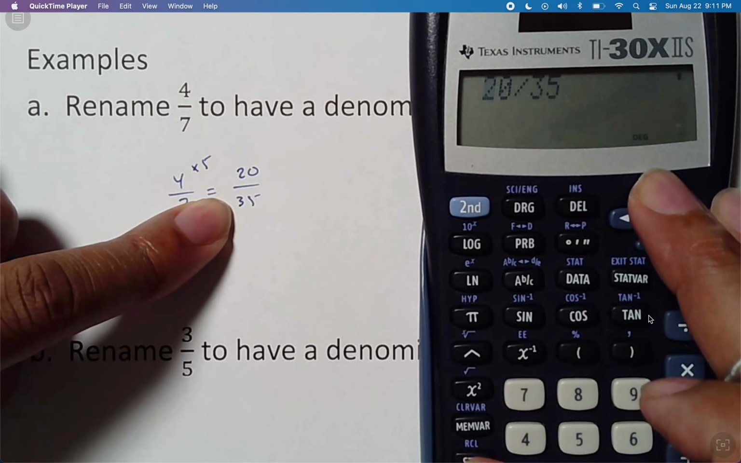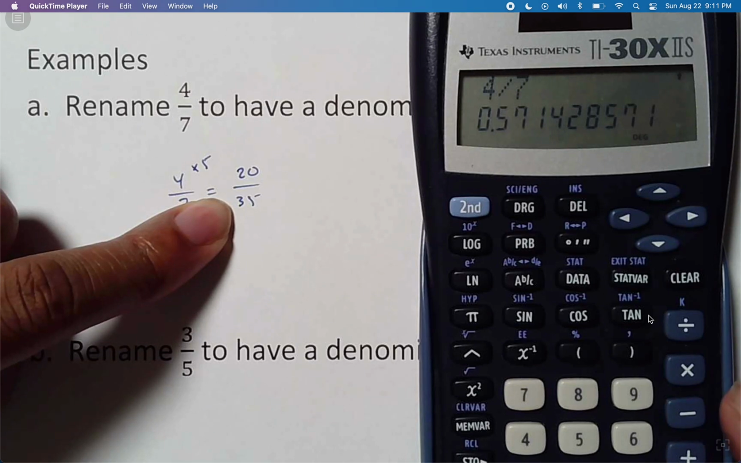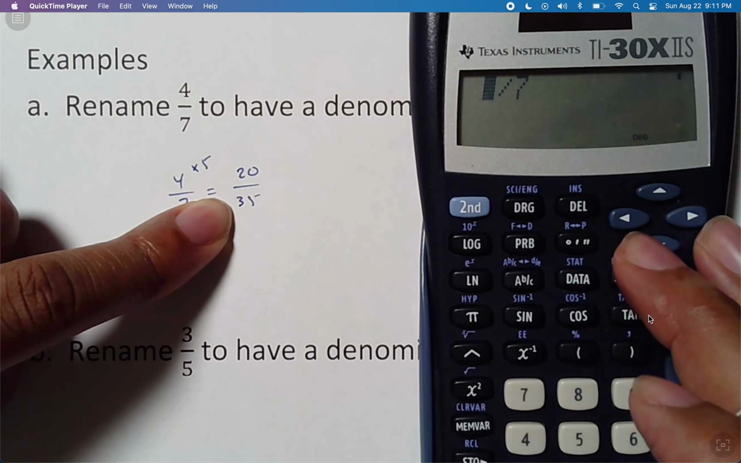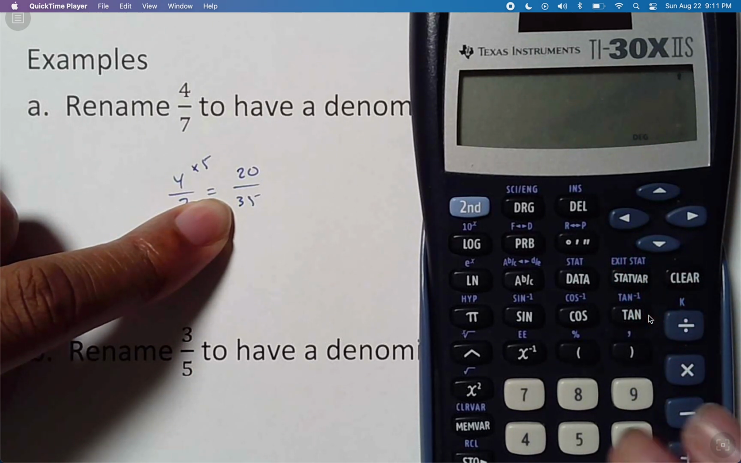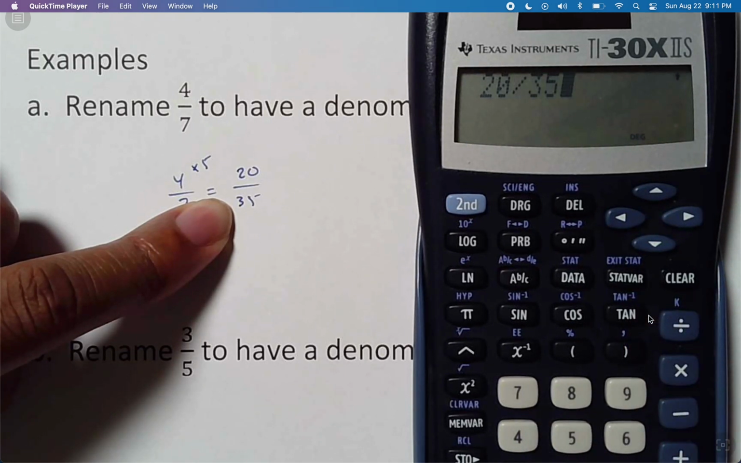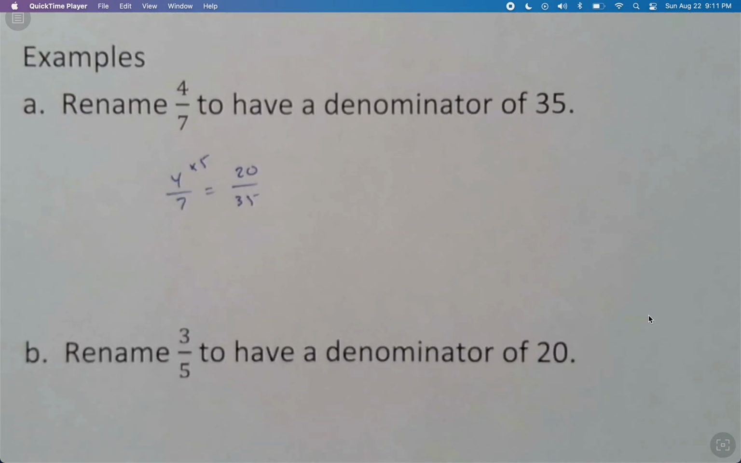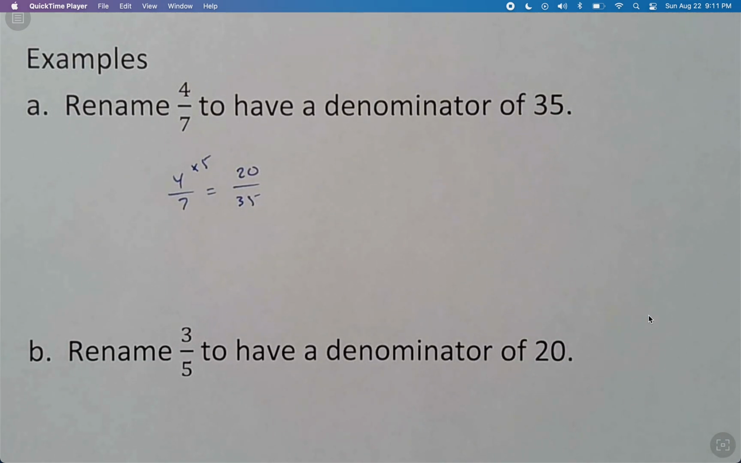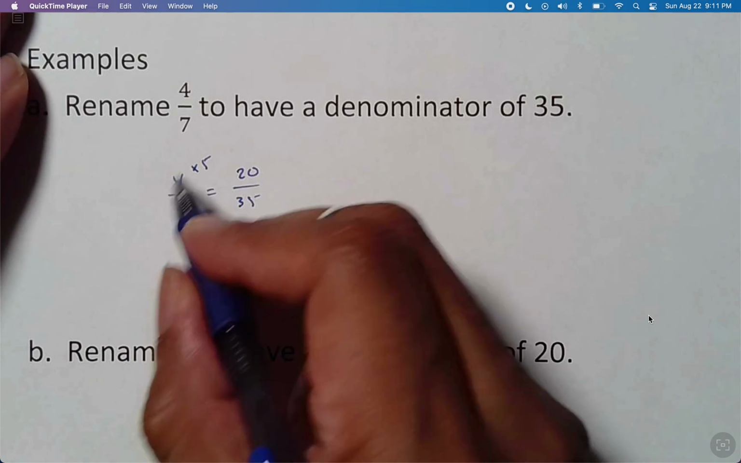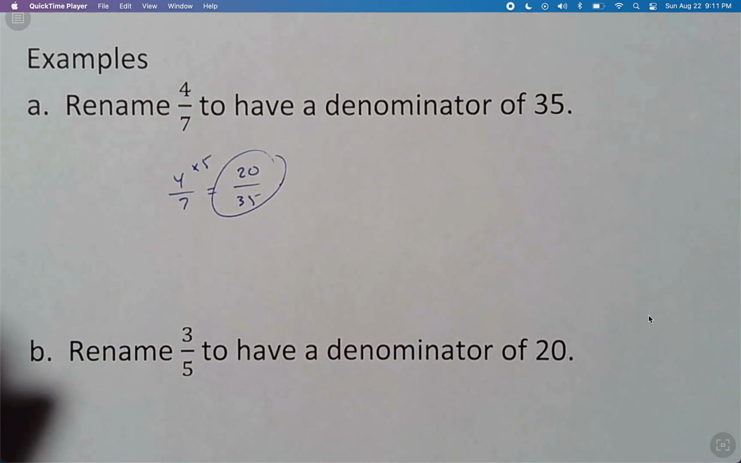And even though it doesn't look like it, it's 0.5714 for 4 divided by 7. I'm sorry, I don't have the right calculator. 0.5714, so I'm not going to do that because this calculator is not the type I need. But it is the same, and that's really what you're looking at. 7 times 5, 35. 4 times 5, 20. That would be your renamed fraction right there.